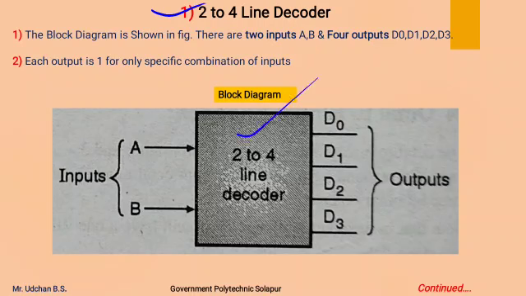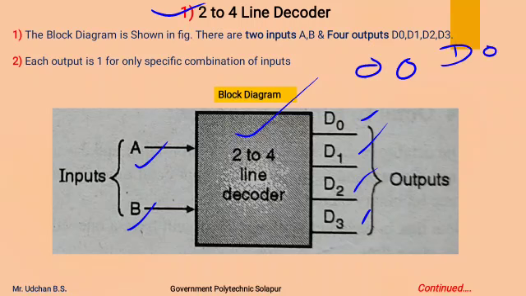This is the block diagram of the 2 to 4 line decoder, which has two inputs, namely A and B, and 4 outputs, namely D0, D1, D2, D3. Each output is 1 for only a specific combination of inputs. Means if inputs A and B are 0 0, then D0 will become 1, rest all other outputs will be 0.